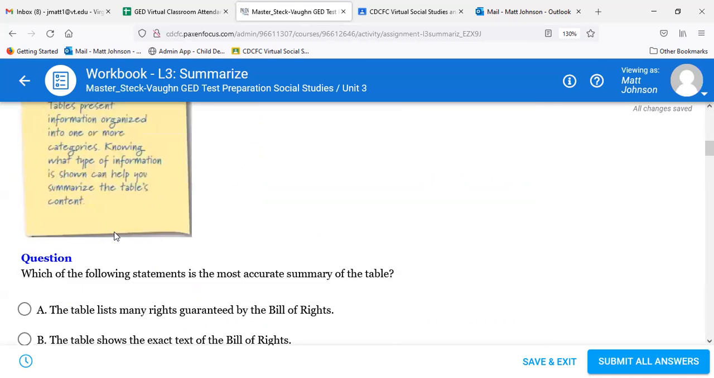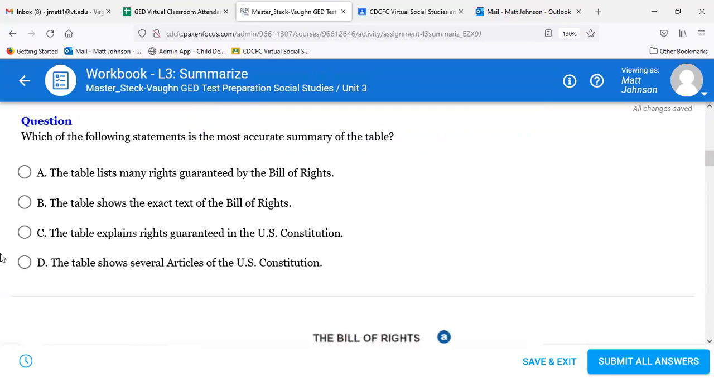And our first question here, Capri, would you like to read number 1 for us? Answer it. Sure. It says, which of the following statements is the most accurate summary of the table? A, the table lists many rights guaranteed by the Bill of Rights. B, the table shows the exact text of the Bill of Rights. C, the table explains rights guaranteed in the U.S. Constitution. Or D, the table shows several articles of the U.S. Constitution. And the correct answer is A, the table lists many rights guaranteed by the Bill of Rights. Right on. Yeah. So A, the table lists many rights guaranteed by the Bill of Rights.